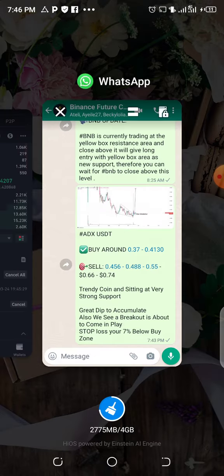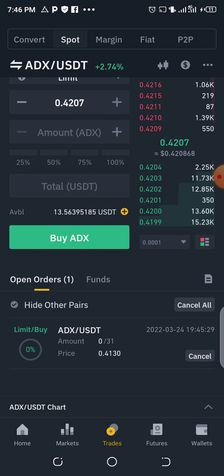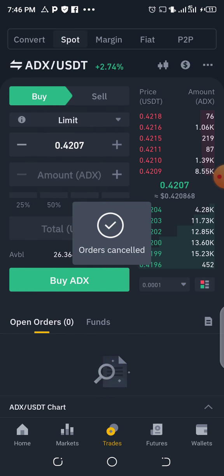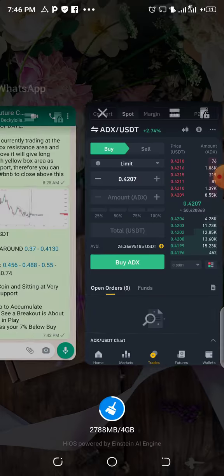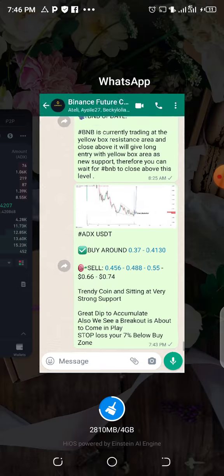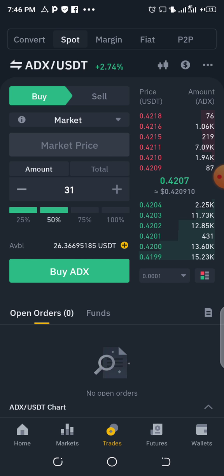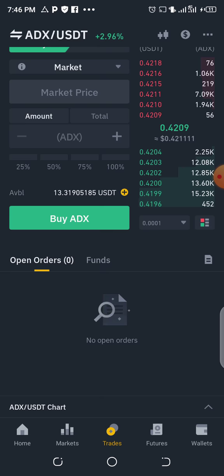So you can create a limit buy at 0.413 in case it's falling down. Buy for me, or you can cancel that limit buy and create a market buy, since it has not hit the first take profit target, I want to buy at the market price. 50% of my wallet balance. Buy ADS. I have bought.